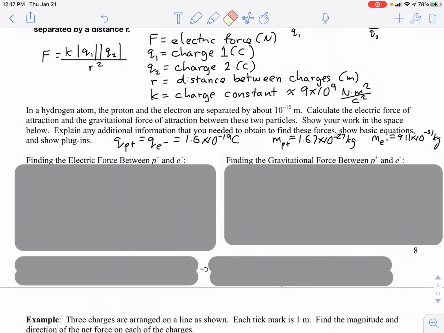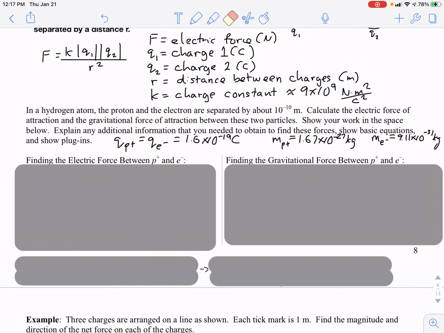In the hydrogen atom, the proton and electron are separated by about 1 times 10 to the negative 10 meters. That's approximately what's called 1 angstrom. Calculate the electric force of attraction and the gravitational force of attraction between these two particles. Show your work in the space below. Explain any additional information you need to obtain these forces and show the basic equations and plug-ins.